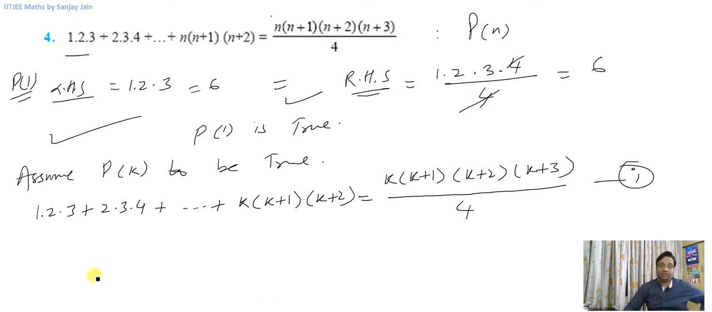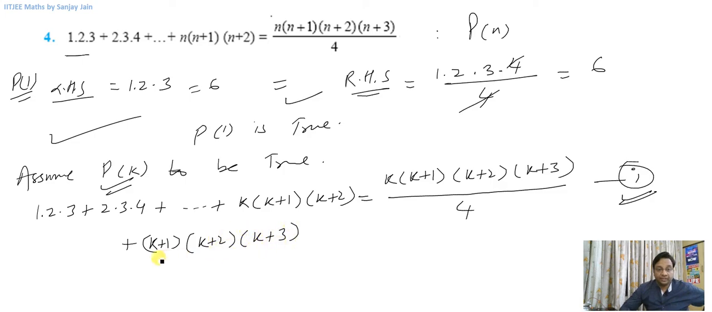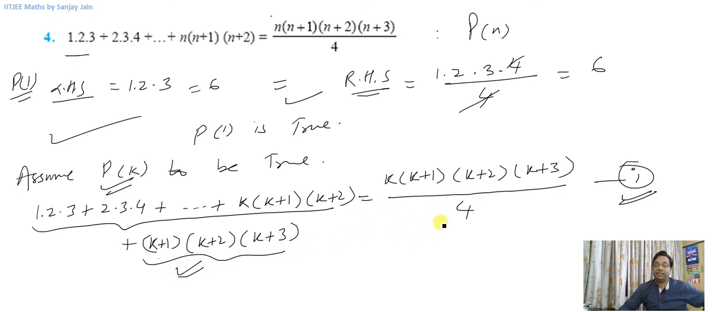To do that, I will add something on both sides of this statement P of k, because I will use this statement to prove that P of k plus 1 is true. If you have listened to the previous lectures, you will know what I am doing here. I am adding the same thing on both sides. What will I add? I will add k plus 1 into k plus 2 into k plus 3, because this will make the left hand side the left hand side of P of k plus 1. And if I have added this on the left hand side, I'll have to add the same thing on the right hand side.